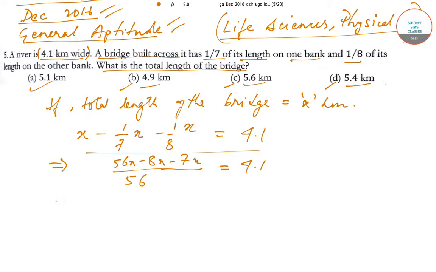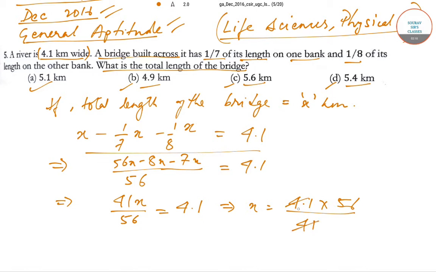So this will be equal to 41x by 56, which is equal to 4.1. So this will give us x is equal to 4.1 into 56 divided by 41. So 4.1 and 41, they cancel out and give us 10, and this will give us 28, and this will give us 5, and ultimately the answer is x is equal to 5.6.